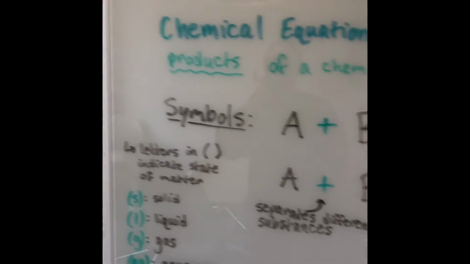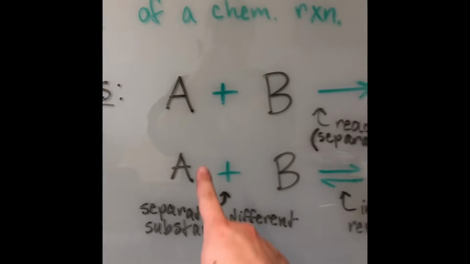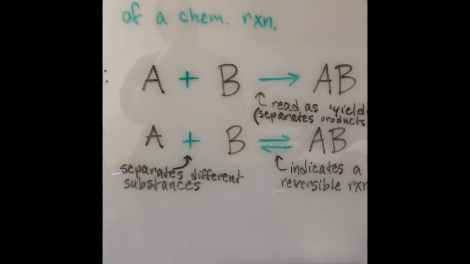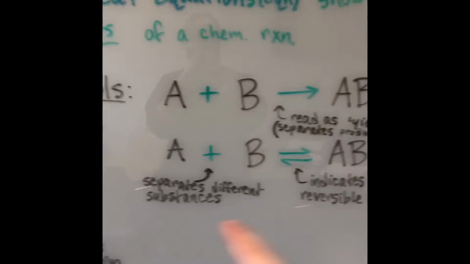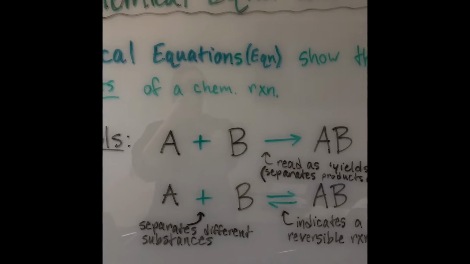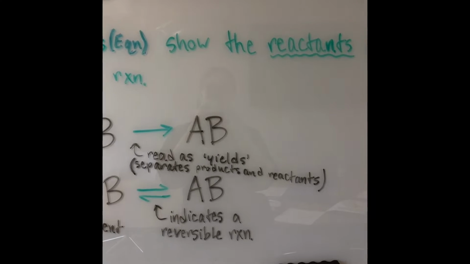So to understand chemical equations, you need to know a few symbols and what they mean. Plus signs are used to separate different substances. So it'll separate two reactants from each other. Like A is a different substance than B, but they're reacting, so they're on the same side of the equation. A plus sign can also be on the product side of an equation if there are multiple products.